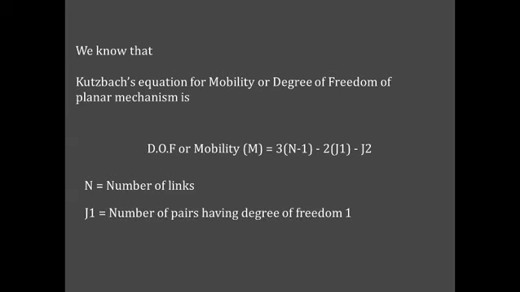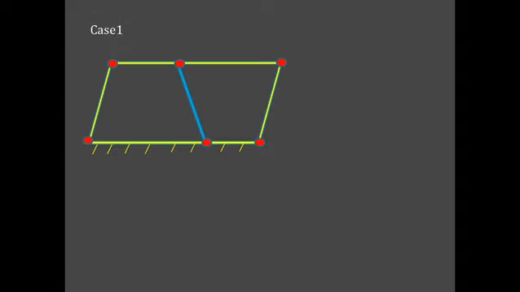J1 is number of pairs having degree of freedom 1. J2 is number of pairs having degree of freedom 2. Now if we apply this relation, Kutzbach relation, for our first mechanism, which is shown in the diagram, here we calculate the different parameters involved in Kutzbach equation.